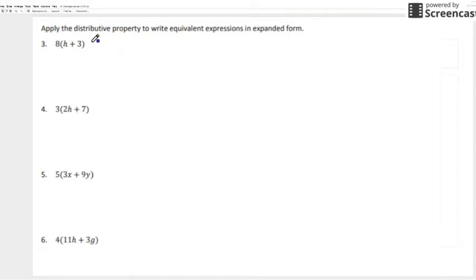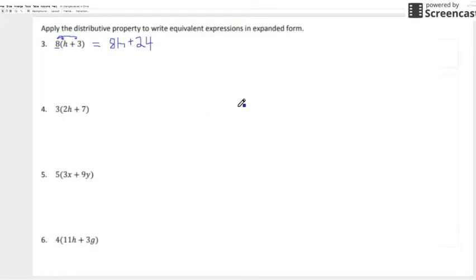So you can always do one with me, pause it and try it as I go through them. All right, so on this one, remember all you're going to do is multiply the outside number by both inside numbers. So 8 times h is 8h. And then 8 times 3, remember for the plus sign, is 24. So there you go. That's the distributive property. So we're doing the opposite of the factoring out. We did some factoring out of the greatest common factor. Here we're putting it back in.